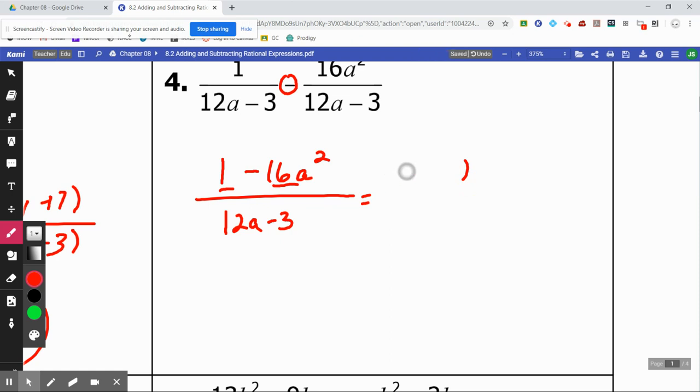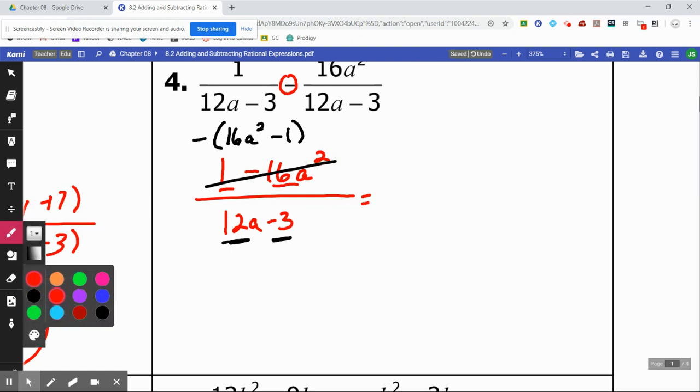Now, there's something I don't like about this already, though. I don't like my a stuff not being first. So what we can do to begin with is let's factor out a negative 1 to flip-flop these around, because I know down here if it's going to cancel anything, my a term's first. So let's factor out the negative 1. That's going to flip this to 16a squared minus 1, okay, on top.